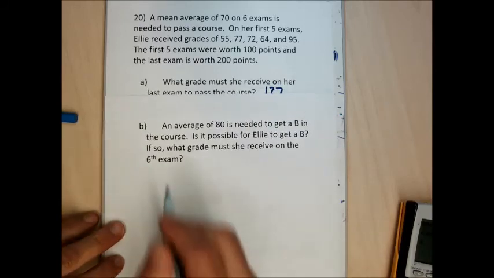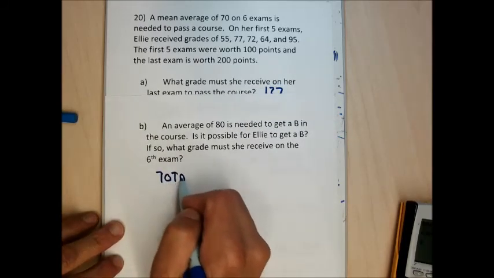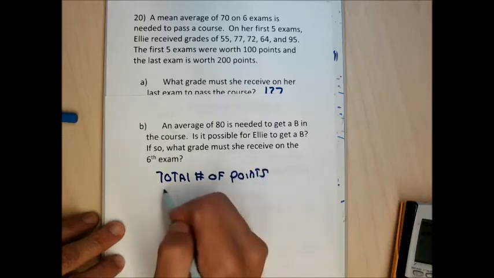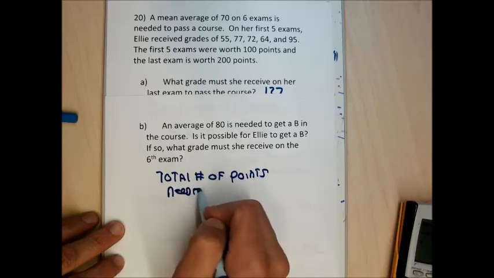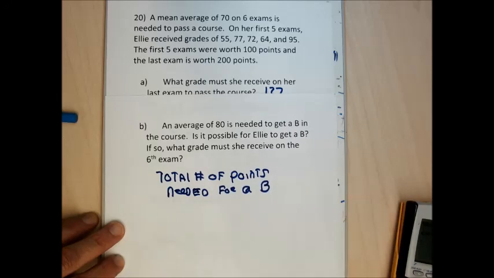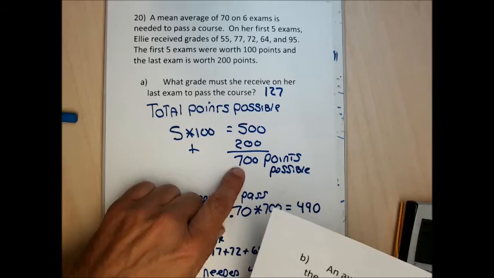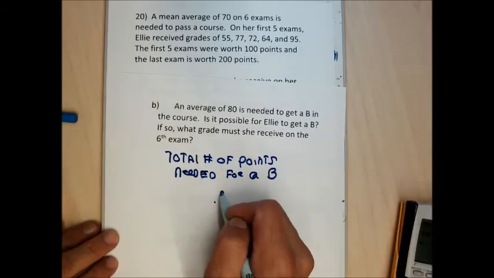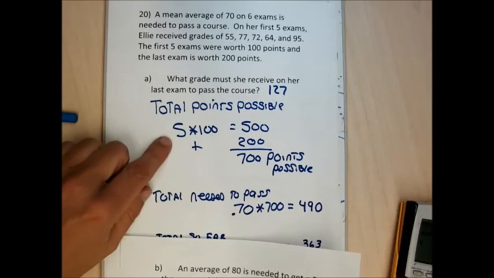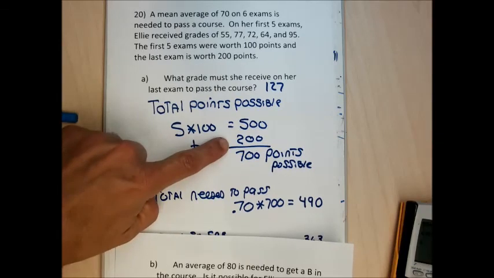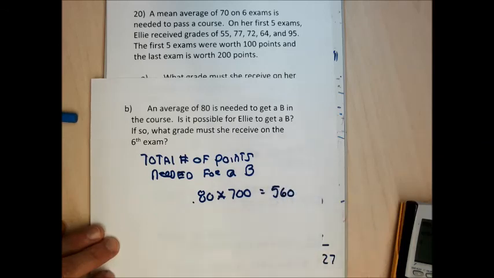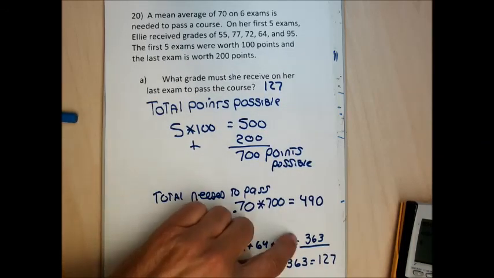So when I go to do this, I need to figure out the total number of points needed for a B. She needs to average an 80, or 80%, of the 700 points possible. So Ellie needs to get 80%, which is 0.80 as a decimal, times the 700 points that are possible in this class, the 5 100 point tests and the single 200 point test. She's going to need 560 points to get a B, and she has 363 points.